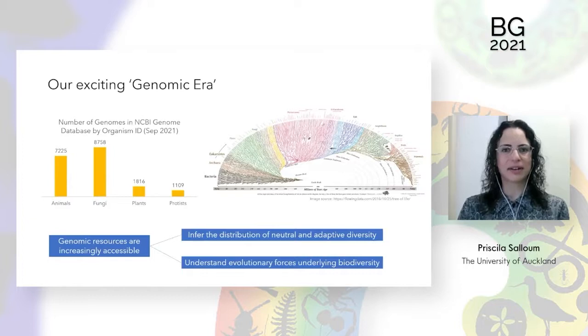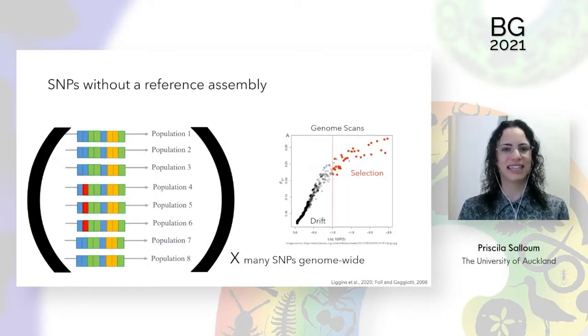We live in an era where genome resources are increasingly accessible even for non-model species. The use of varied genomic methodologies and large datasets have improved our power to infer the distribution of neutral and adaptive variation and the evolutionary forces underlying this variation. Significant contribution to this knowledge has come from the possibility to generate a large number of SNPs without the need to have a complete genome assembly as a reference, and using approaches such as genome scans to disentangle background and non-neutral differentiation in specific regions of the genome.